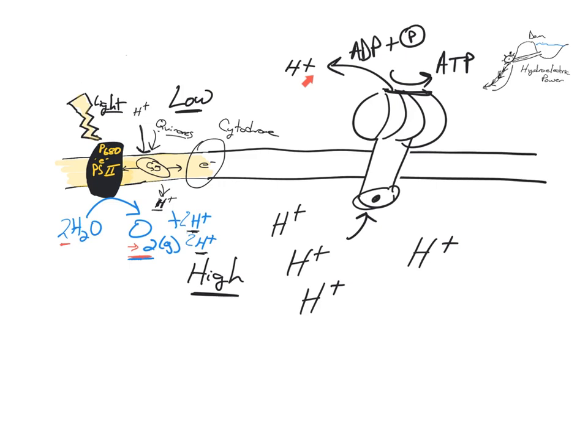What stops it from getting equal? Look at the system. Think about it. What stops it from getting equal? This is all along the thylakoid membrane. And don't forget, this is the stroma over here of the chloroplast. And this is the lumen, the thylakoid lumen.